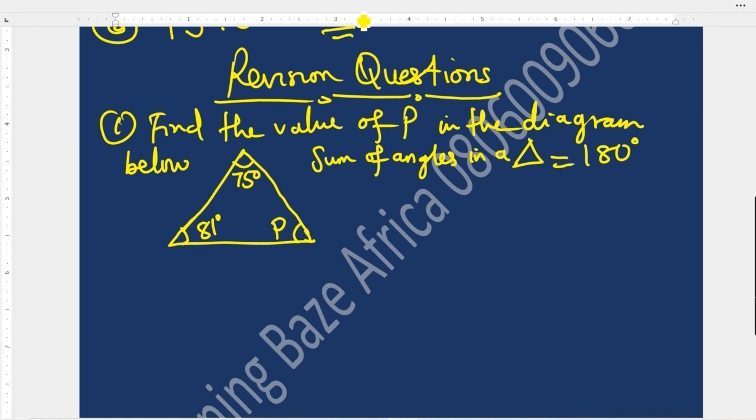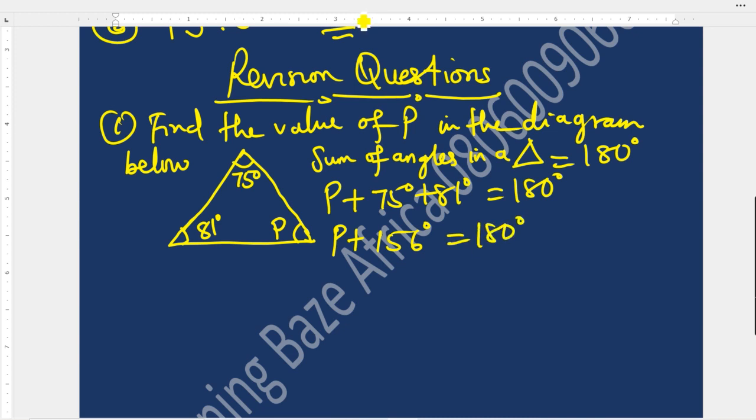So we are going to add up all the angles together, starting from P. P plus 75 degrees plus 81 degrees is equal to 180 degrees. So 75 plus 81 will give us 156 degrees equals 180 degrees. So this is an equation, okay? And when you're solving an equation, you find the value of the letter. So the value of the letter here is P.